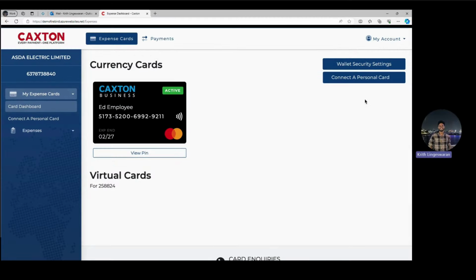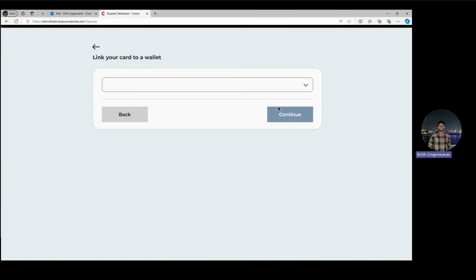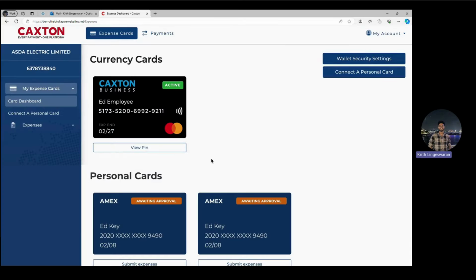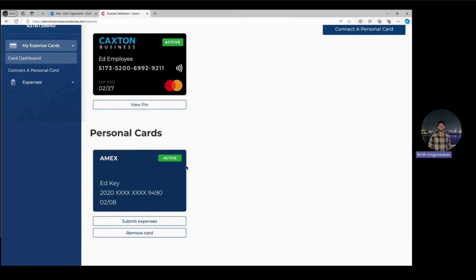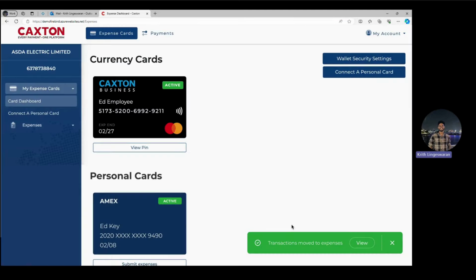In good news for finance teams juggling multi-card expense systems, the Caxton expense management platform is now card agnostic. That means your team can add other cards or personal cards for expenses reconciliation. You can hold all your expense card records in one convenient platform, with the cards connected securely by open banking.